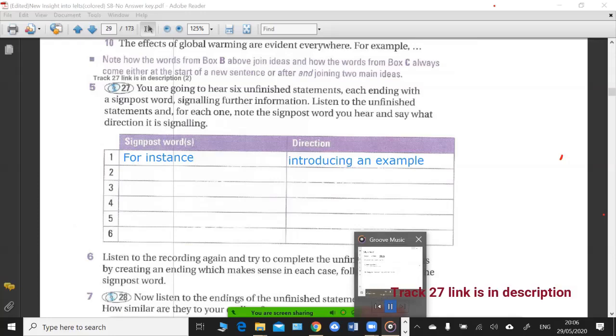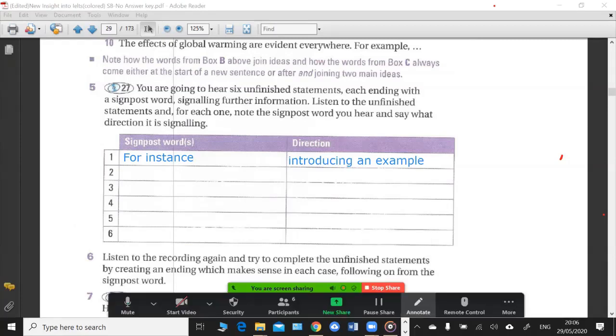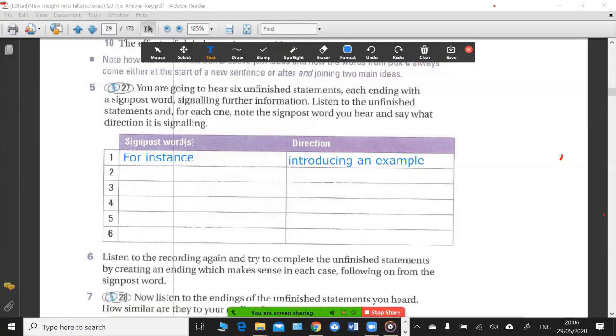Next one. So this is number 2. Again, first of all, signpost. First of all, with double L. And direction.